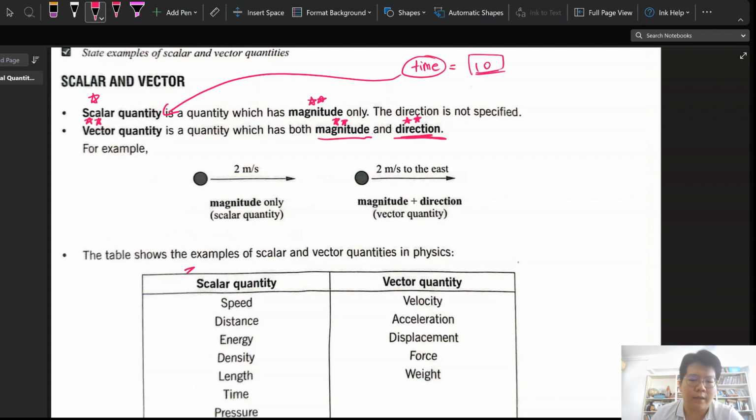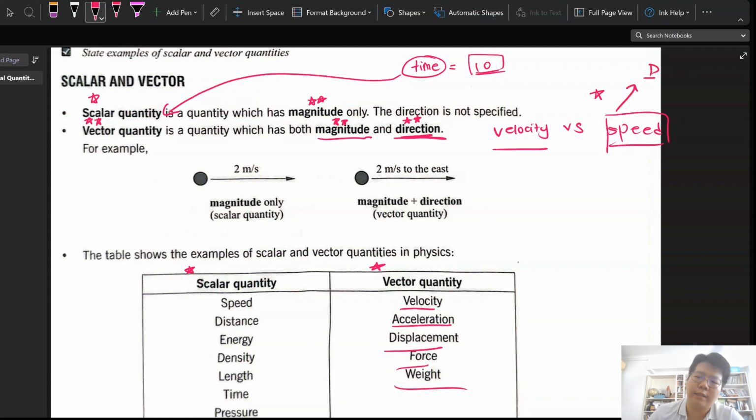So an example of this would be here. Your velocity, acceleration, displacement, force, and weight, all of them are vector quantities. So let's explain why. Velocity versus speed. This is a concept that we will go through in the second topic, which is kinematics, but I'll just give you a brief run through first. Your speed, I'm sure you guys learned in Sec 2, is basically your distance divided by your time. Velocity is actually displacement divided by time. For those who are Sec 2s this year, don't care about it yet. I'll go through them in the next topic.